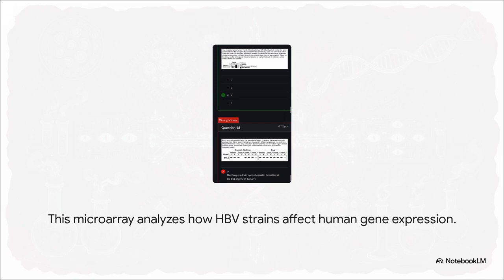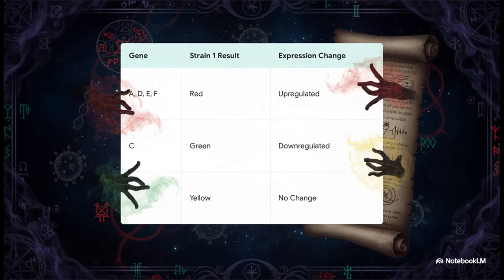The question asks us to focus on strain 1, which is the one known to cause cancer, and explain why it's so dangerous based on this data. So what's the very first thing you do when you see this? Don't panic. Just translate the colors into simple data. For strain 1, we can see that genes A, D, E, and F are all red.